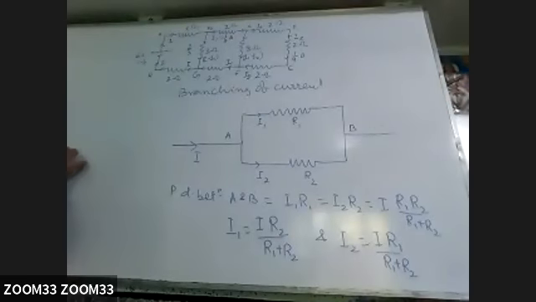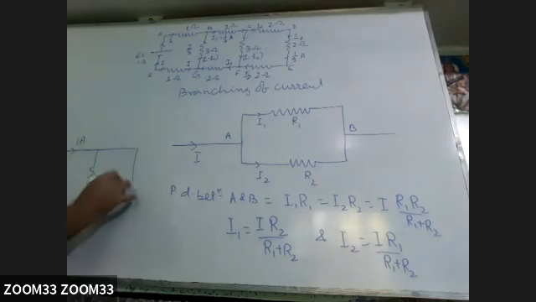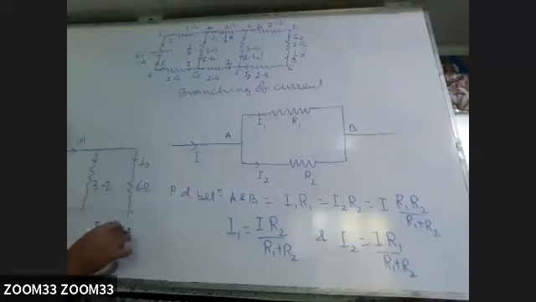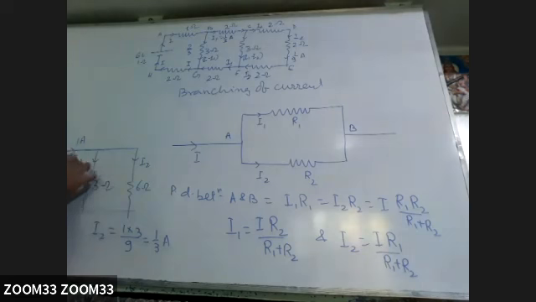So what was that? 1 ampere main was coming. And here it is 3 ohm and this side was 6 ohm. Suppose this is I2, we are interested to find. What will it be? I2 is I R1, that is 1 into 3 by R1 plus R2, that is 9. So 1 by 3 ampere this side, 2 by 3 ampere this side. Without finding potential difference, directly we can use this formula also. If main current is known, this is how the branching takes place.